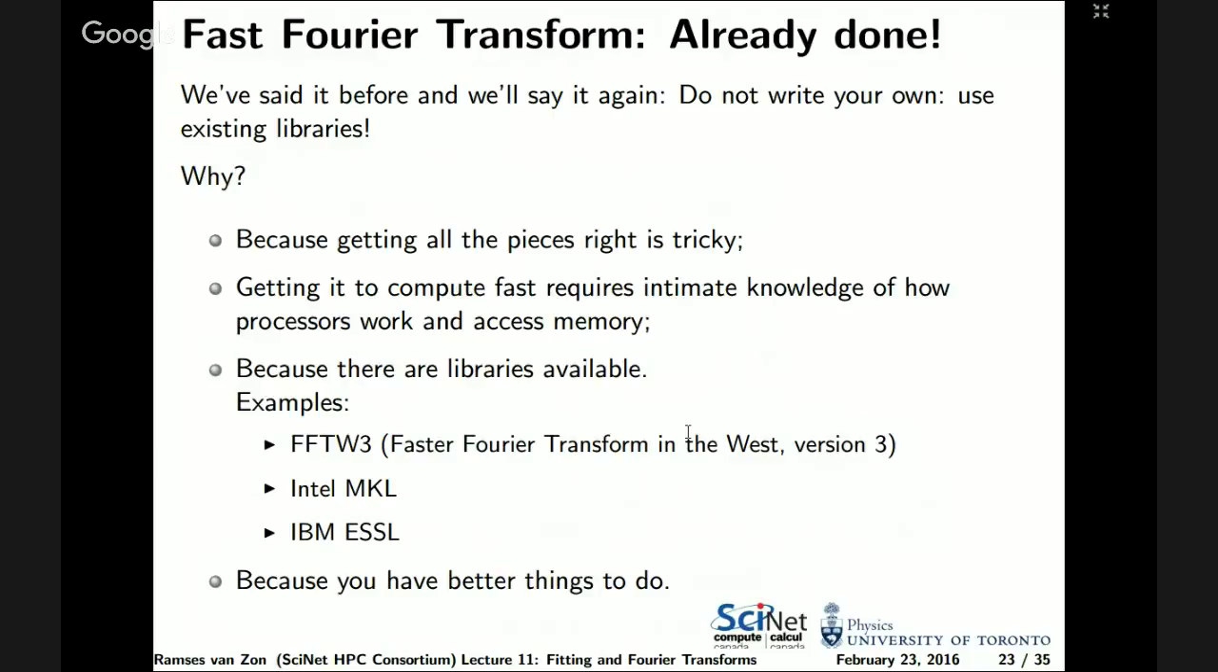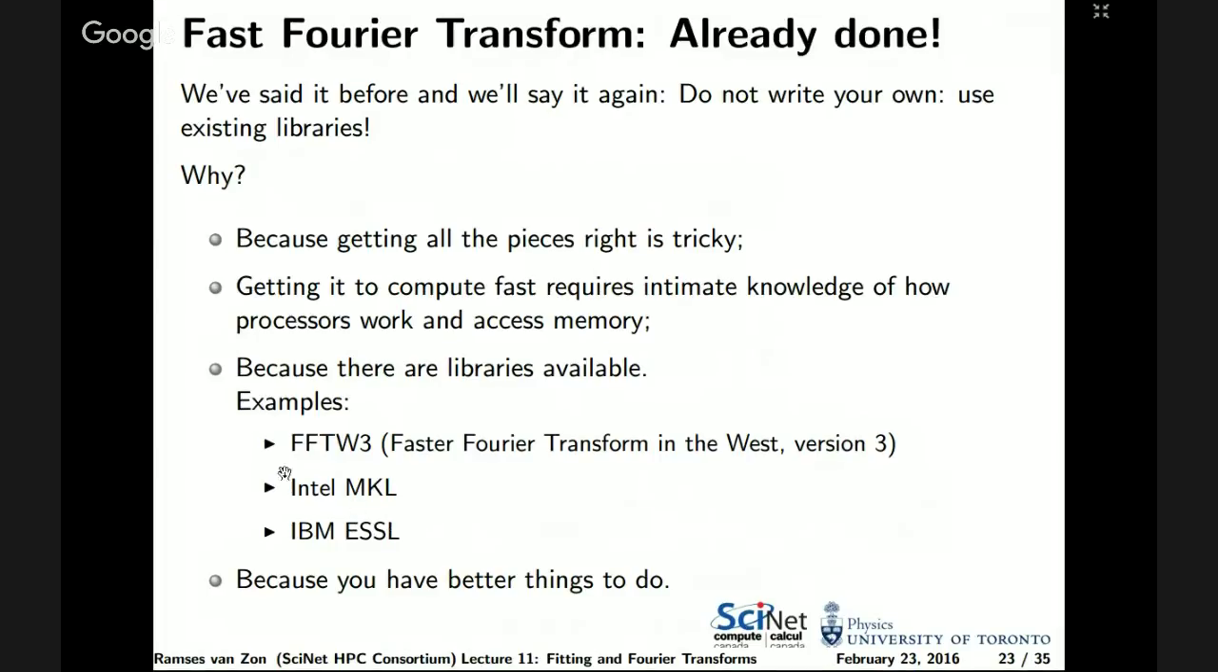There are other ones. There's the MKL made by Intel and the ESSL. These are numerical libraries that have typically more in them than just Fourier transforms. You can imagine that on Intel architecture, Intel MKL is probably better tuned than on IBM machines. This one might be better tuned. That's true in general, but these are not free. So if you're a big client and you buy a big Intel machine or a big IBM machine, you might get them for free, but you would have to pay for them.